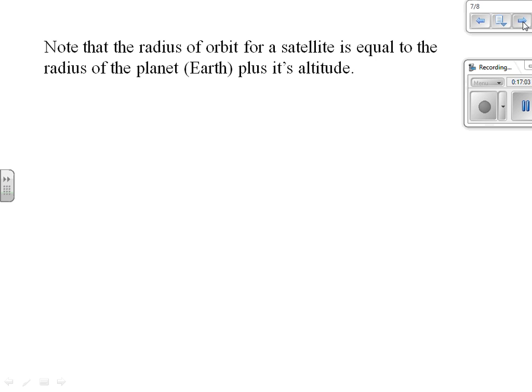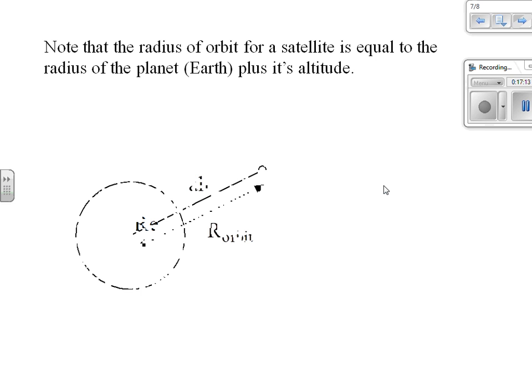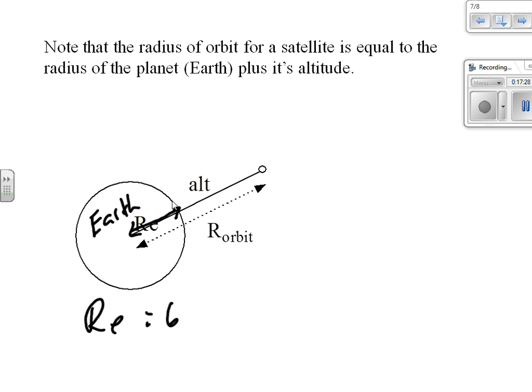You are going to see some satellite questions. Note that the radius of orbit for a satellite is equal to the radius of the Earth plus its altitude. I'm going to draw you a picture here. You need this diagram. This is the Earth right here. This is the radius of the Earth, RE. I think it's 6.4 times 10 to the 6 meters.